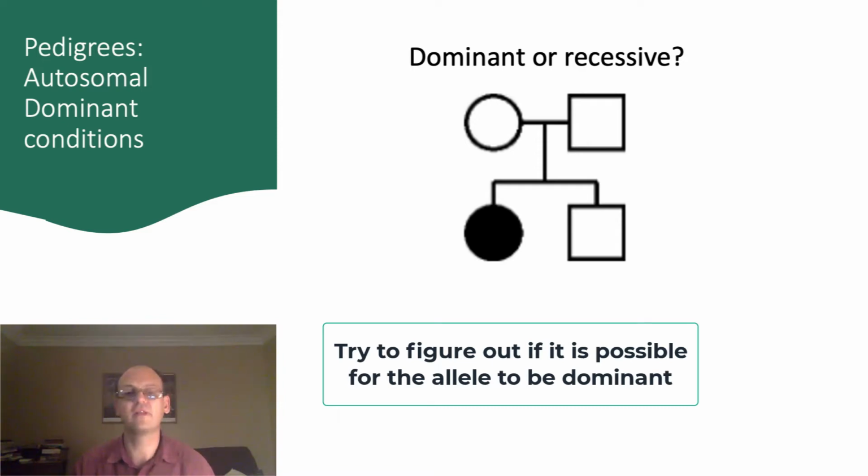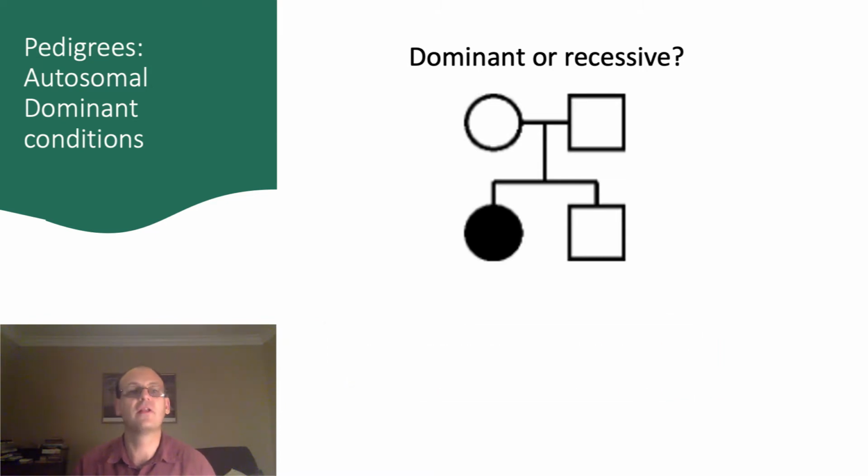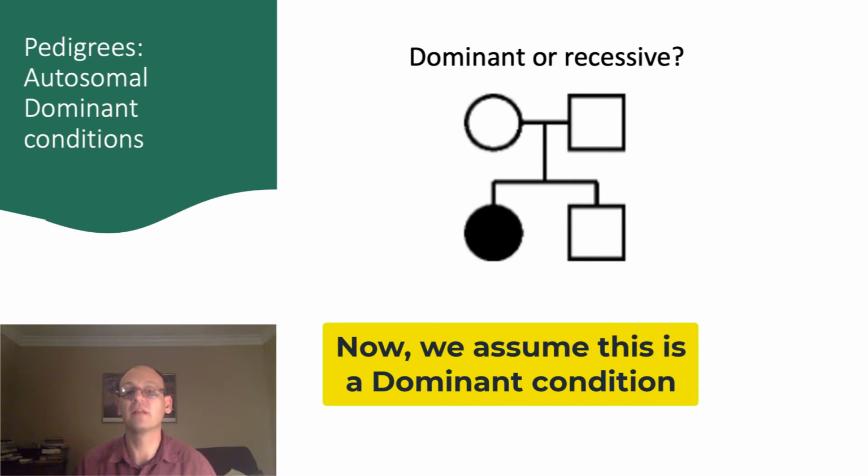We start by filling in any genotypes that we know for sure. If this is a dominant condition, then individuals that do not have the condition must have two homozygous recessive alleles. Let's call these alleles little a. Again, if this is dominant, then all unaffected individuals must have two recessive alleles.